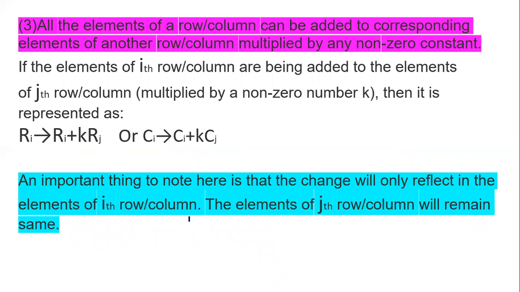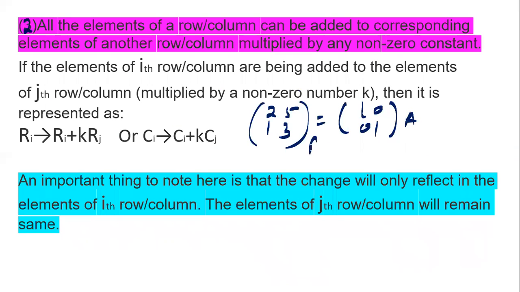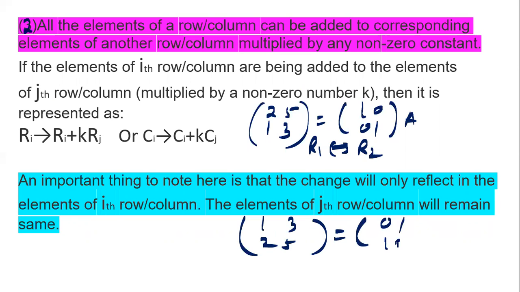Number 2, all the elements of a row or column can be added to the corresponding elements of another row or column, multiplied by any non-zero constant. For example, I have taken the same example, 2, 5, 1, 3 equals IA, 1, 0, 0, 1 into A. First transformation I have made R1 arrow R2. What will I do? 1, 3, 2, 5, then 0, 1, 1, 0 into A.